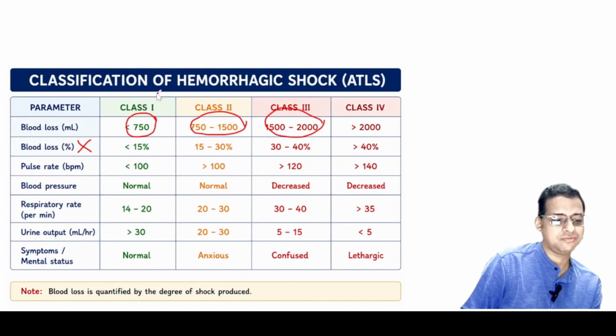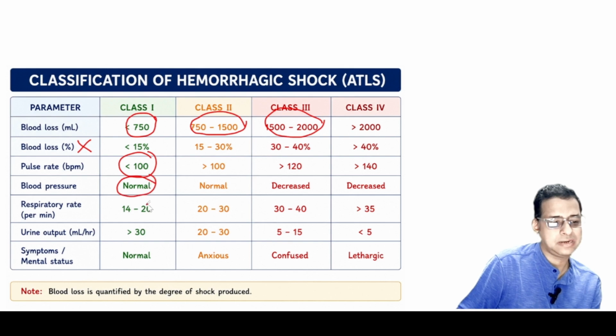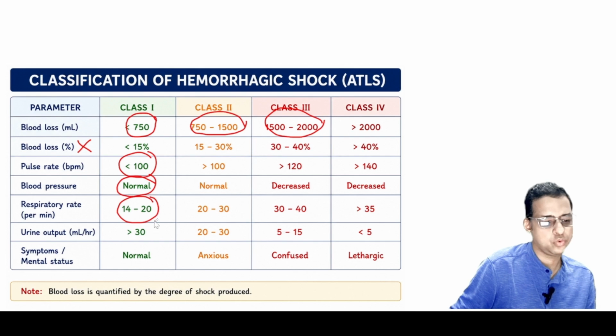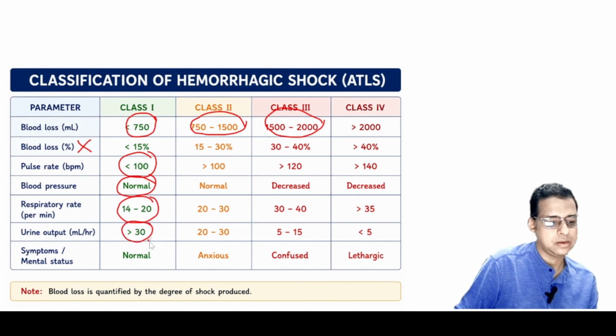So, in case of class 1, again I repeat, pulse rate is lesser than 100. Okay, and you have a normal blood pressure, and respiratory rate is 14 to 20 bpm. Okay, and urinary output is greater than 30 ml per hour.